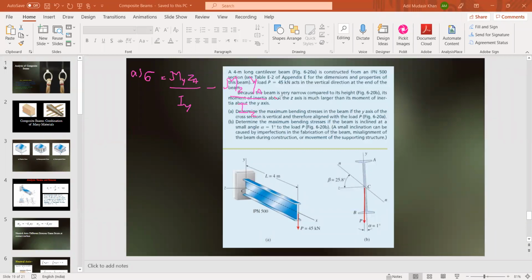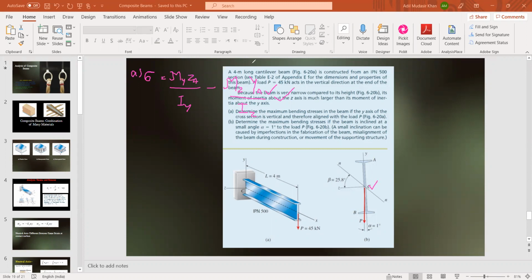We have to make use of this formula to find the maximum bending stresses. But if you look at the bending stresses, sigma y, sigma z, first of all, this is applicable when the beam is inclined. This is the case for the inclination. This is for case B.